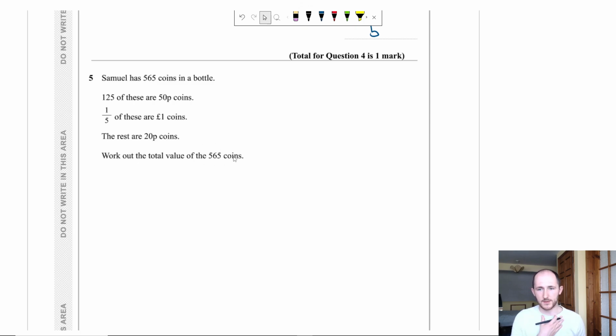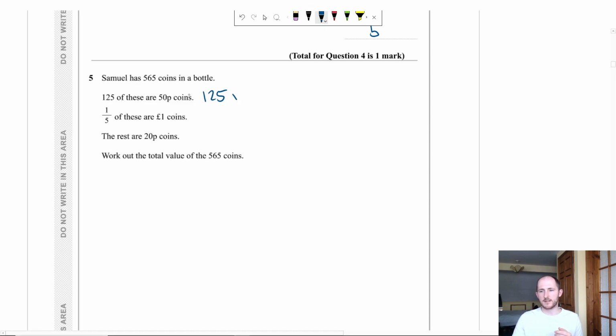What I'm going to do is read the information in order. The total number of coins is 565. Cool, we're going to use that a bit later. There are 125 50p coins, so I'm going to do 125, and what is 50p in terms of pounds? 0.5.